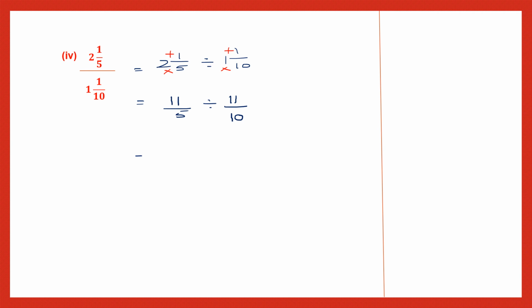So this will be 11 by 5 into 10 by 11, the reciprocal. And here let's see what we can cancel. We can cancel 11 and 11. We can also cancel 5 and 10. 5 ones are 5 and 5 twos are 10. So in the numerator we have 2, denominator we have 1. 2 by 1 is equal to 2. So our answer to this question is 2.